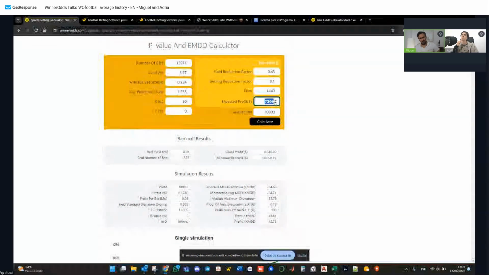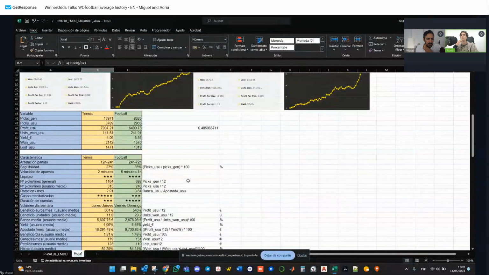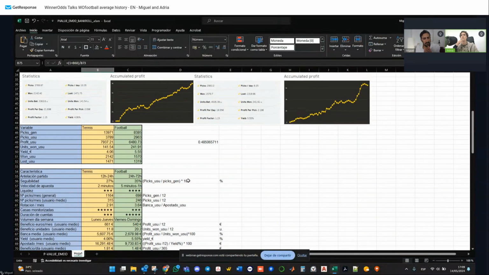So it's an estimation, but it gives a good idea of how this works when you are following a system. Do you think that this betting reduction factor is the main difference between football and tennis? Because in your charts that you showed, the obtained result for the users is very similar, but the results obtained by the system do differ a lot.